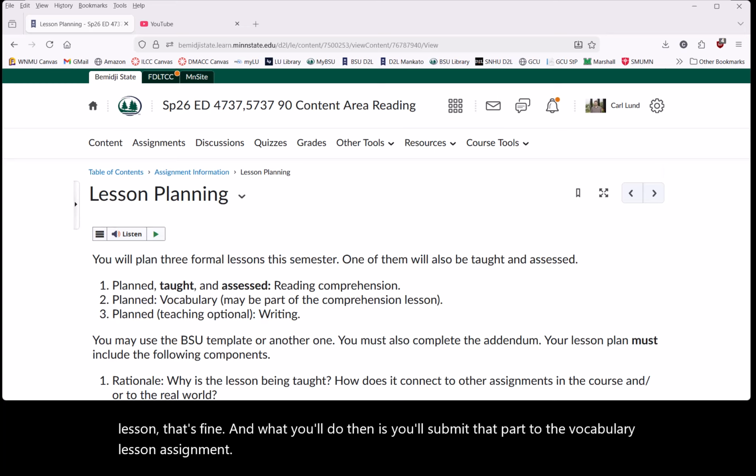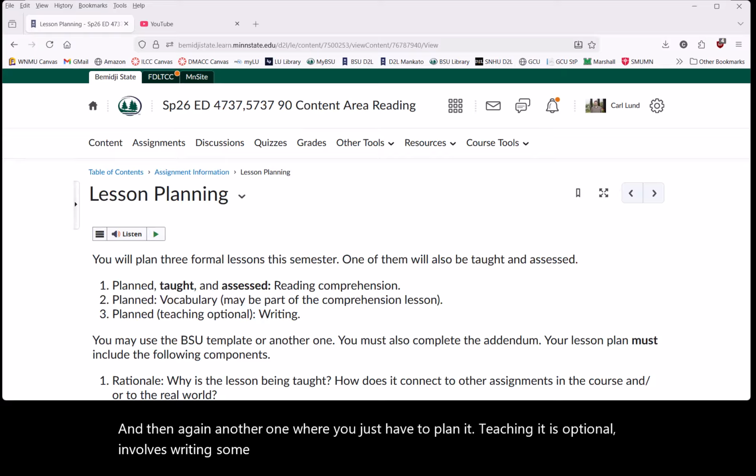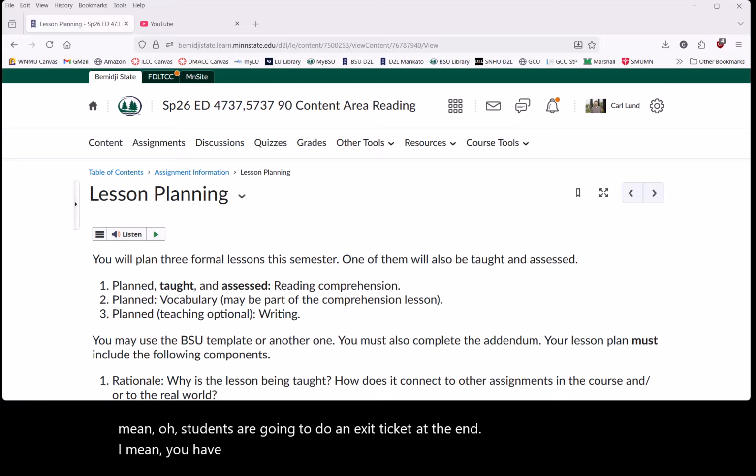And then again, another one where you just have to plan it, teaching it is optional, involves writing some part of the writing process. And again, by writing, I don't just mean, oh, students are going to do an exit ticket at the end. I mean, you have to teach something related to writing. It's not just having students write. There has to be some instruction about writing.